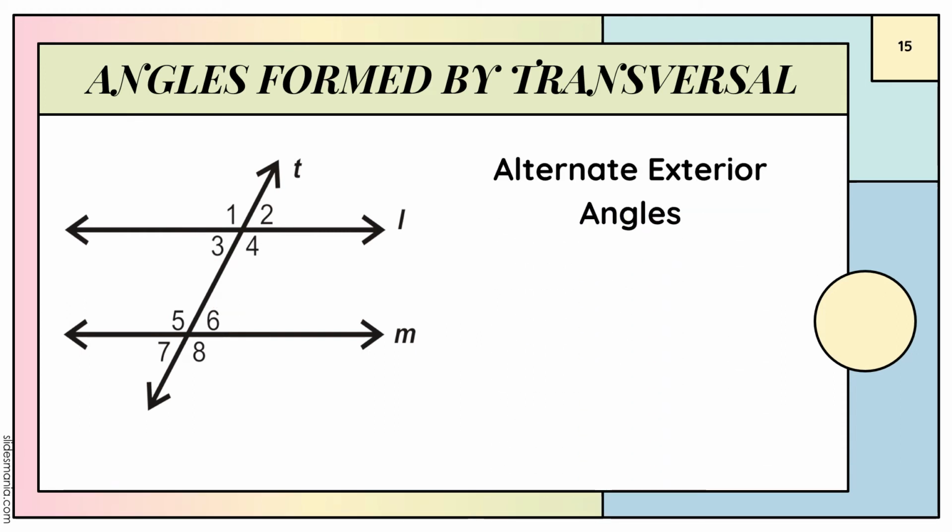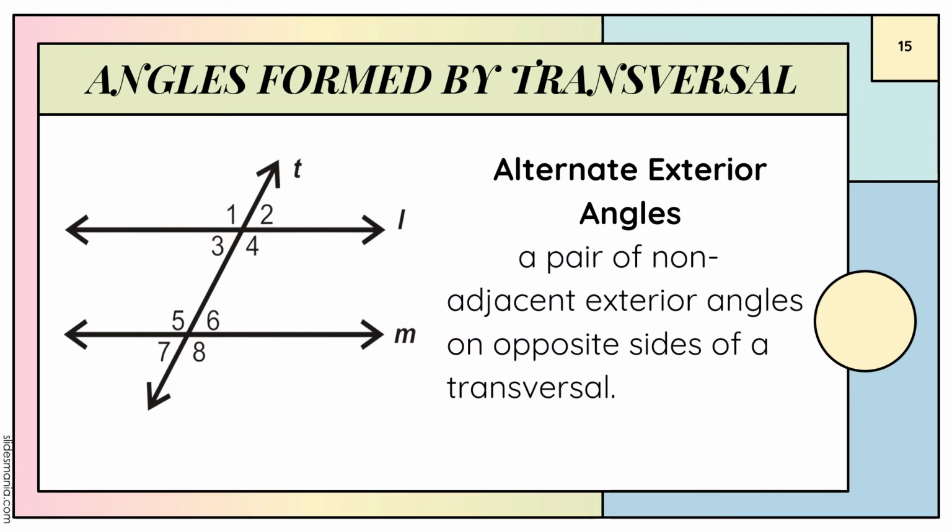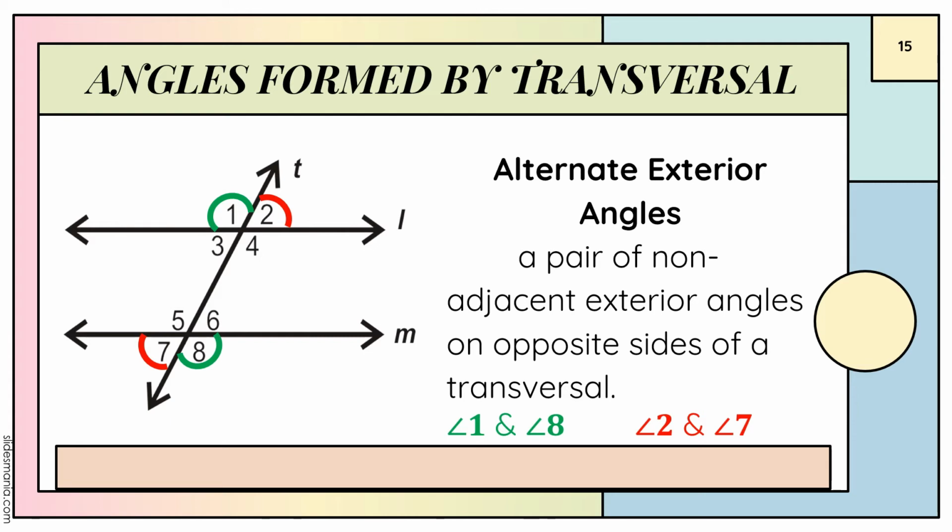Let's have alternate exterior angles. For alternate exterior angles, these are pairs of non-adjacent exterior angles on opposite sides of a transversal. So what do you think is the first pair? Okay, if your answer is angle 1 and angle 8, you are correct. What is the next? Very good. We have angle 2 and angle 7. And just like the alternate interior angles, alternate exterior angles are also congruent. So their measurement is the same.